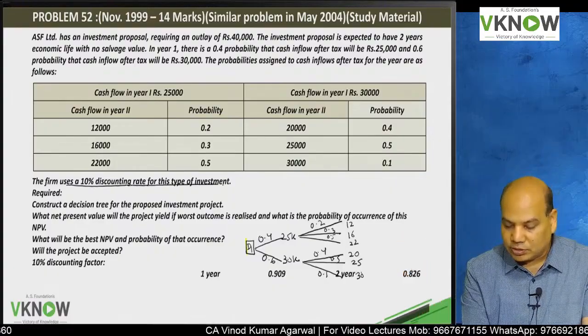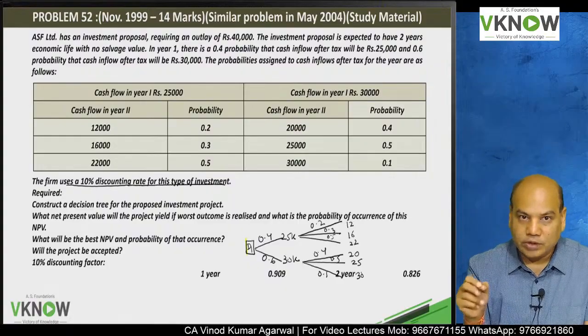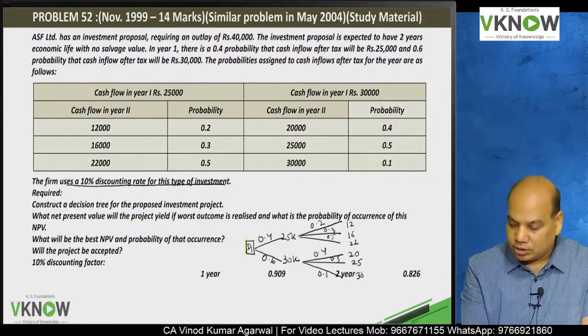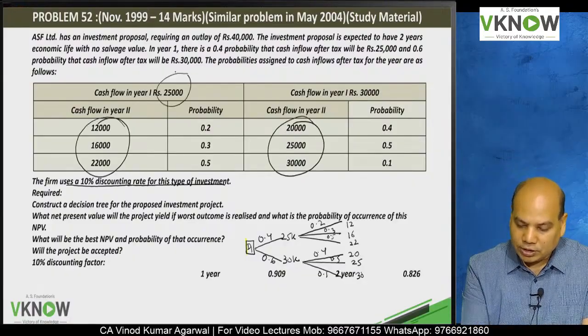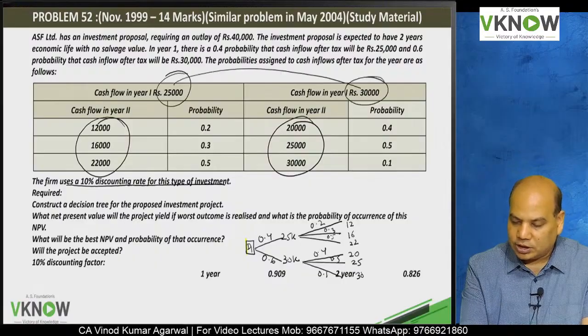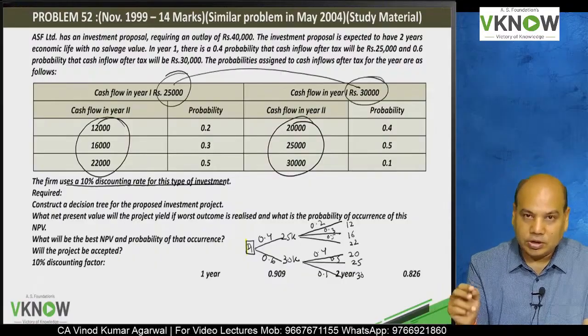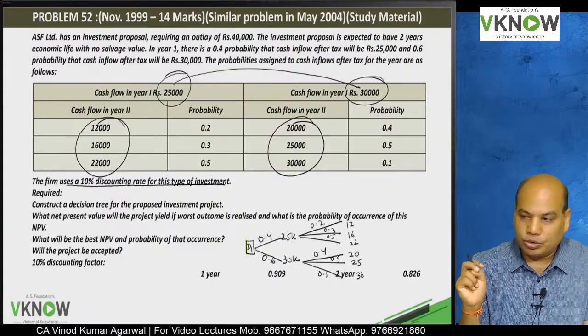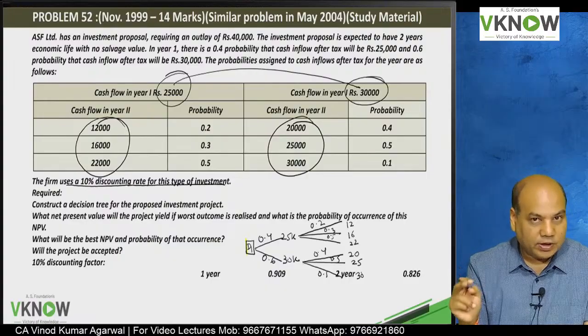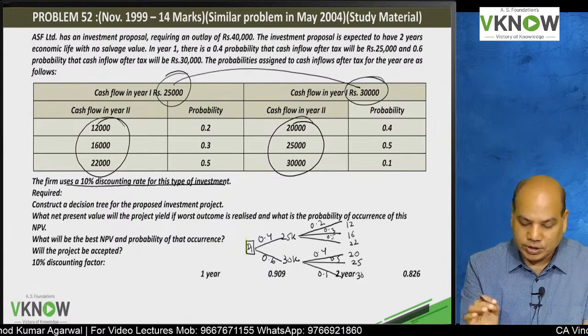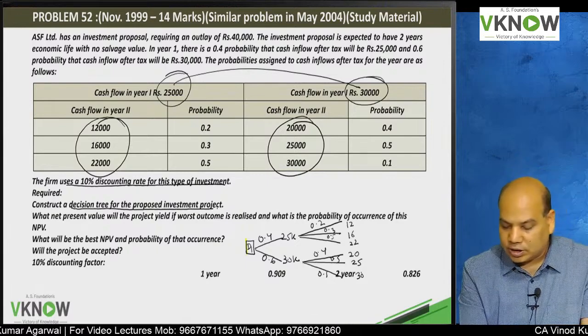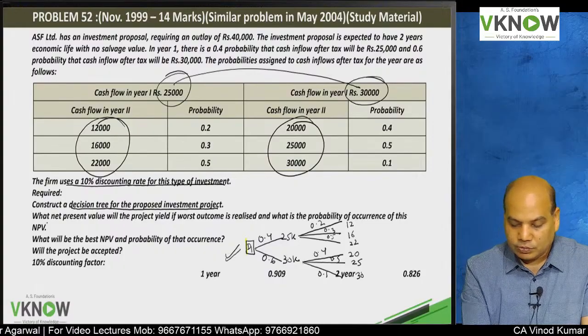Use 10% discount rate. This time the student will have to compute the present value, because these cash flows will come in year 2 and this cash flow 25 and 30 will come in year 1. So in this question we have to compute present value. In the previous problem, all figures were already converted into present value. Construct a decision tree. That is how you will draw.